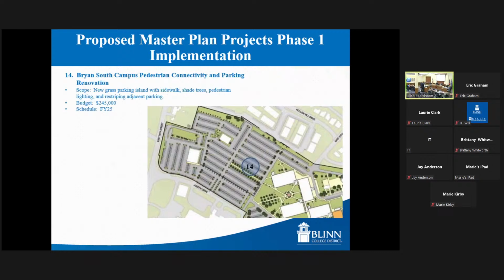Now we're at project 14, back on the Bryan campus. This is the south pedestrian connectivity. During our master planning process, it was brought up that there's no real safe way for students to get from that far south parking lot back to the main core of campus. So a project in the master plan was developed for a new grass parking island, sidewalk, shade trees, pedestrian lighting, and then restriping the adjacent parking around that area, again, to provide better access to the students. This is about a $250,000 project, and we would anticipate that this could be completed in the FY 25 timeframe.